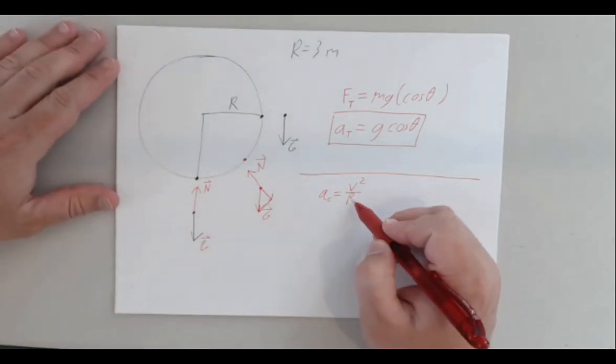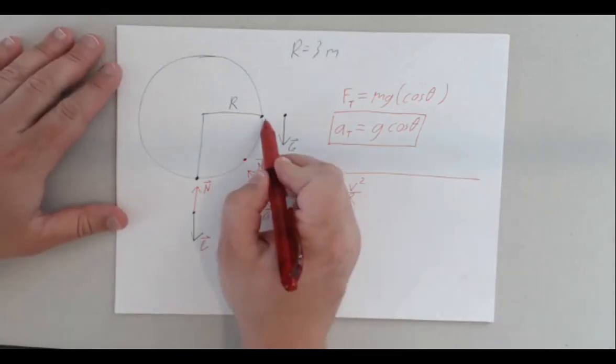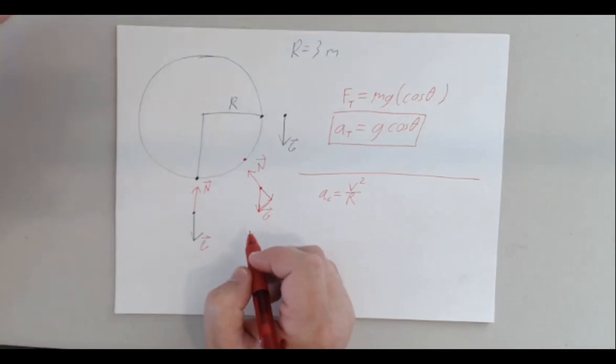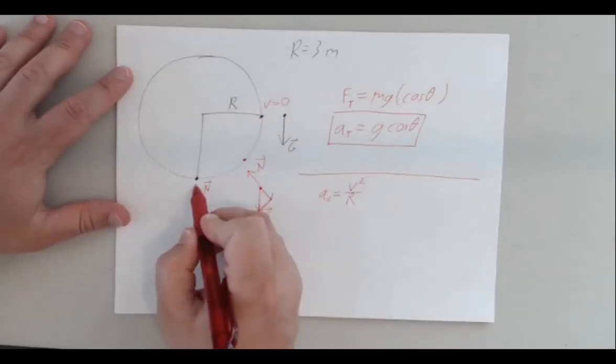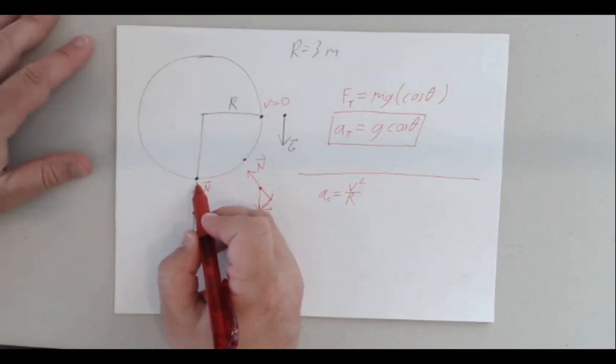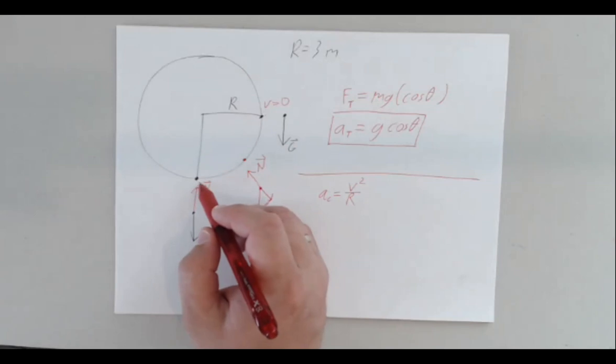We need to know how fast you're going. Now, how fast are you going up here, when you first drop into the quarter pipe? You're not, right? So up here, your velocity is 0. What about down here? Velocity is obviously not 0, right? It would be at its maximum. Then it would start decreasing again as you went around.